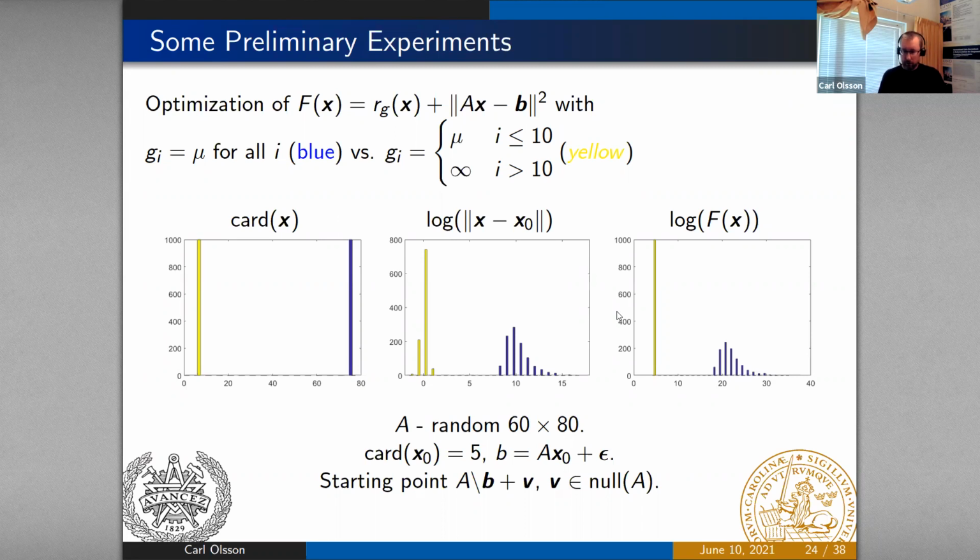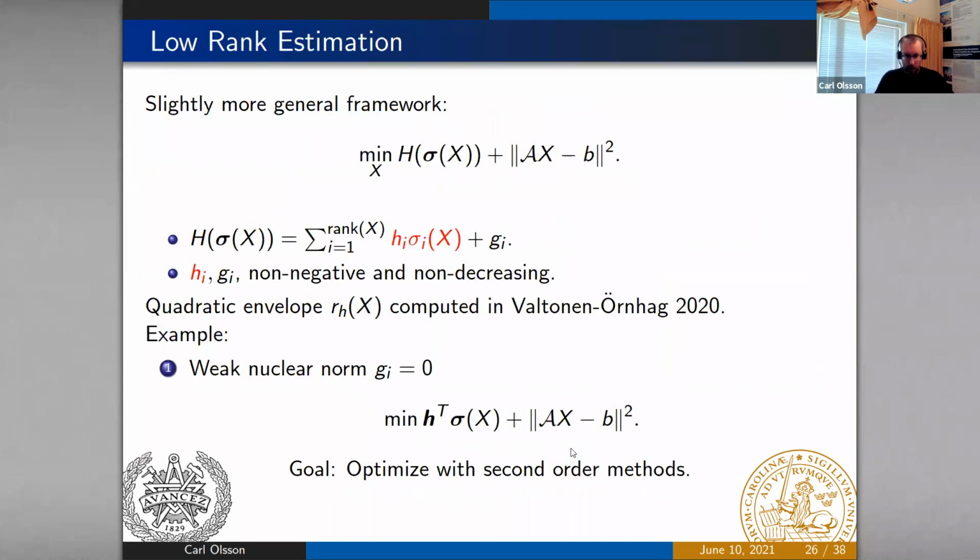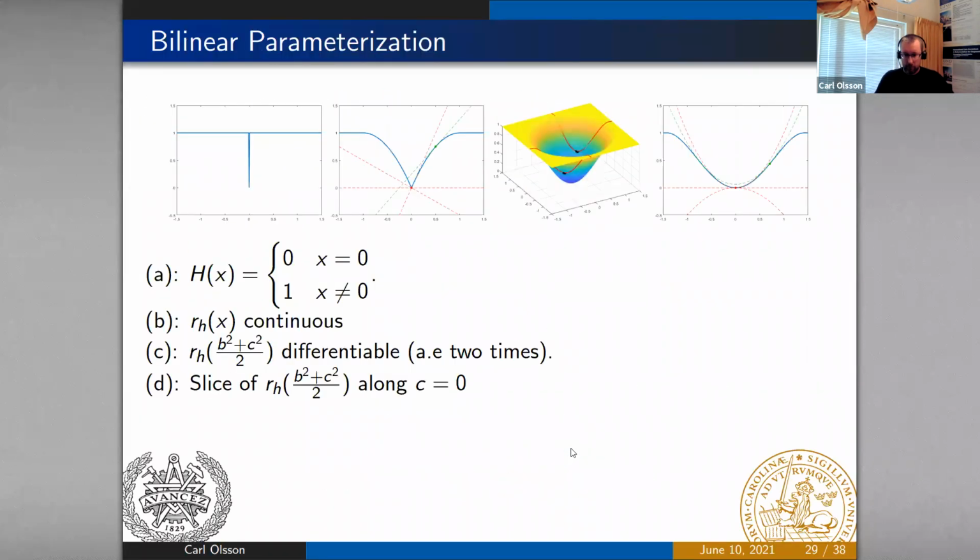Are there other local minima? I don't know. These are the ones I've found, and these are the ones I've been able to construct in some sense. Okay, yeah, skipping.